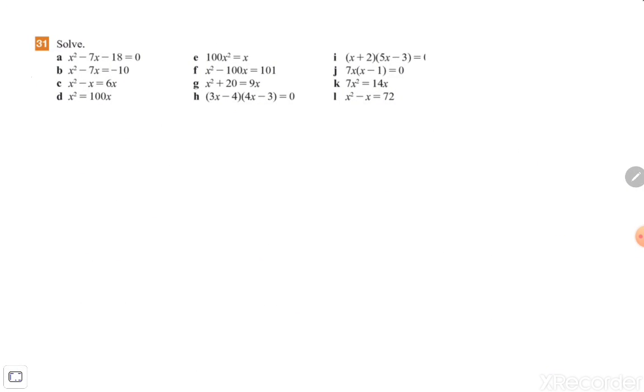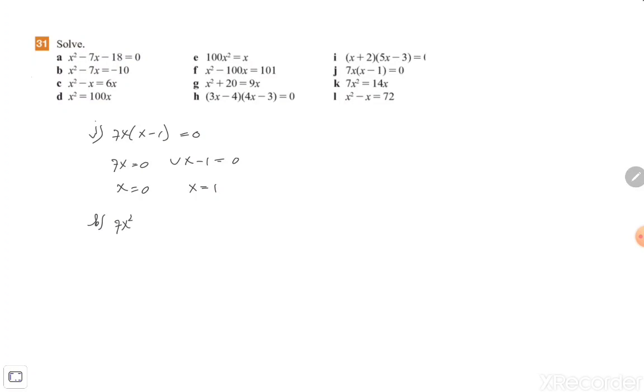So 3 to go. J. That's the J. 7x multiplied by (x - 1) again is equal to 0. So 7x is 0, or x - 1 is equal to 0. So x is 0, or x is 1. Then K.